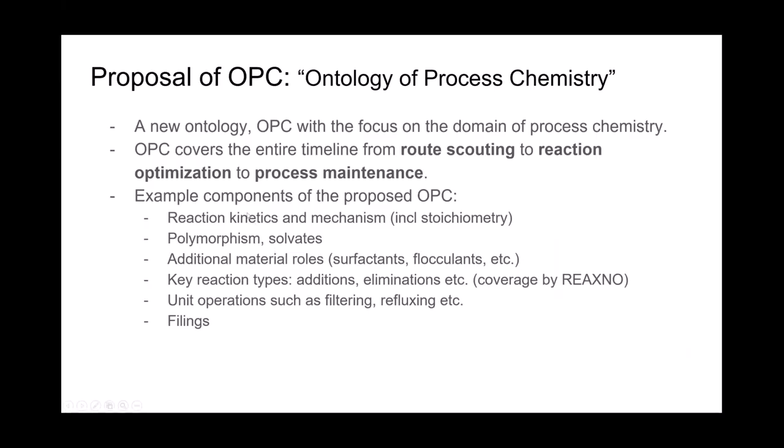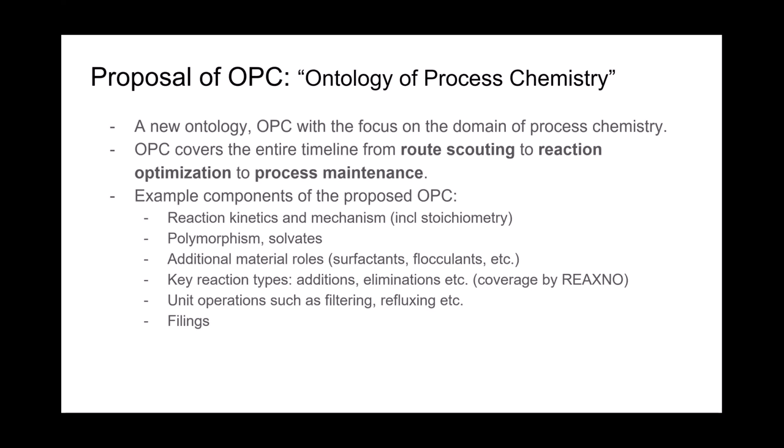and we would like to propose something called OPC, which is Ontology of Process Chemistry. So PCO has been taken for another namespace, so we just want to be different, so we call it OPC. So we would like to think it's a new ontology with a focus on the domain of process chemistry. So it will cover the entire timeline from the route scouting to reaction optimization to process maintenance.